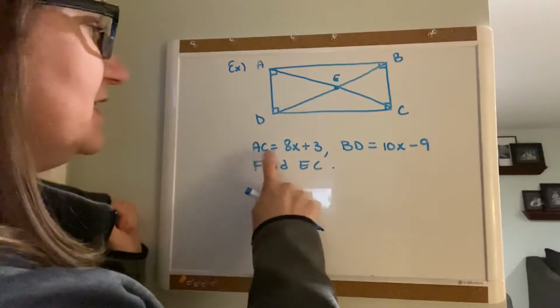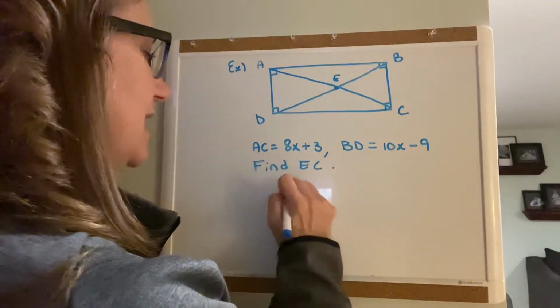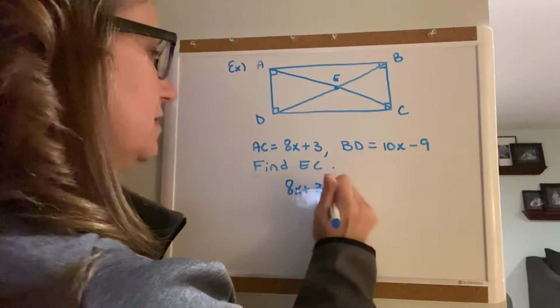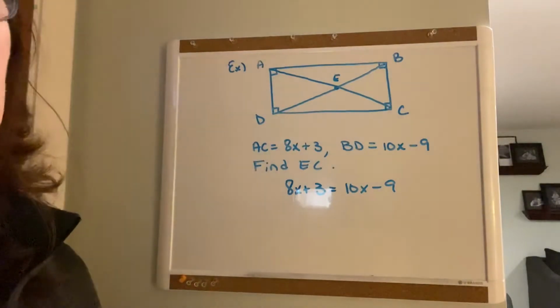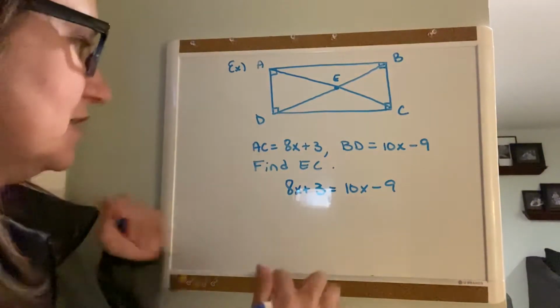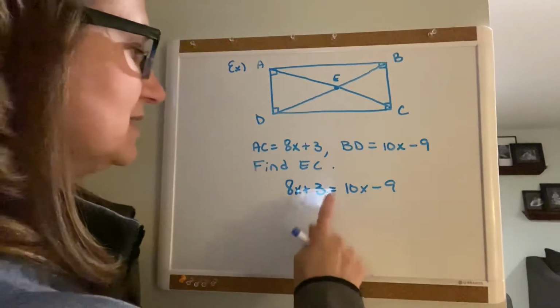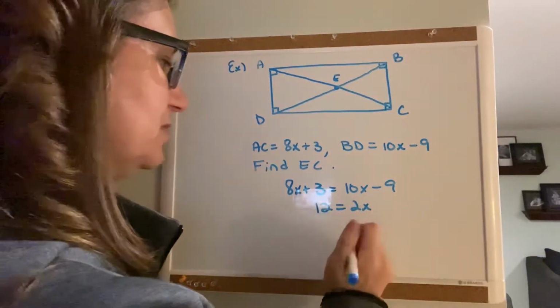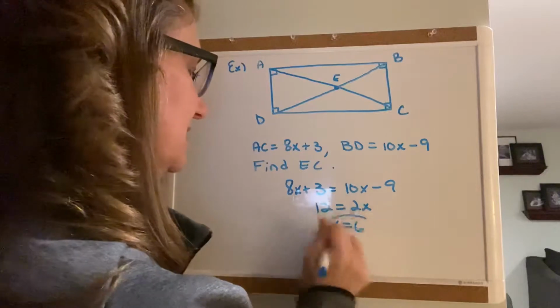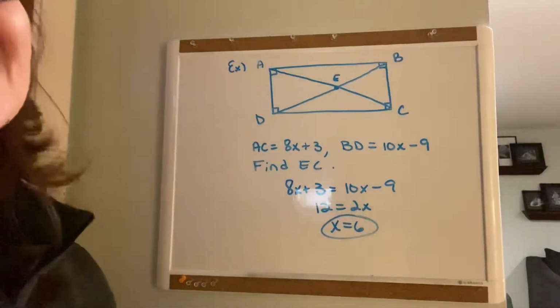So if I take these two diagonals and set them equal, 8x plus 3 is equal to 10x minus 9. Again, I'm not going to solve the whole equation out for you because I know you guys can do that. I end up with 2x equals 12. And if I divide both sides by 2, you get x equals 6. However, that is not the final answer.